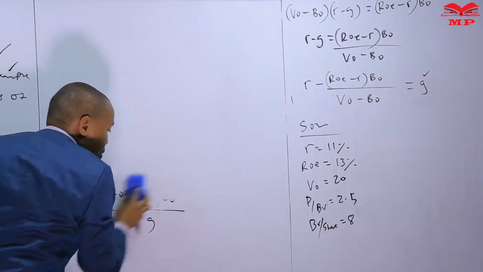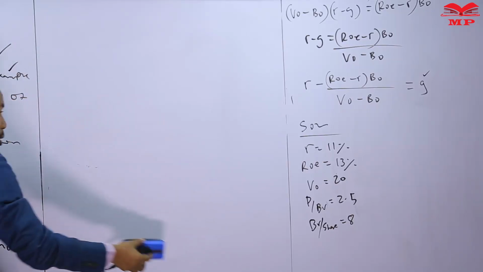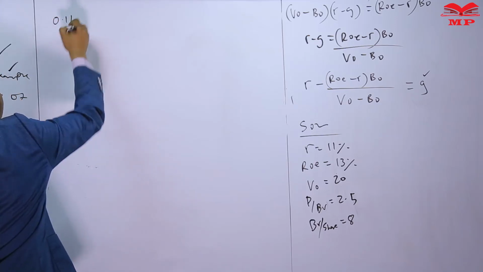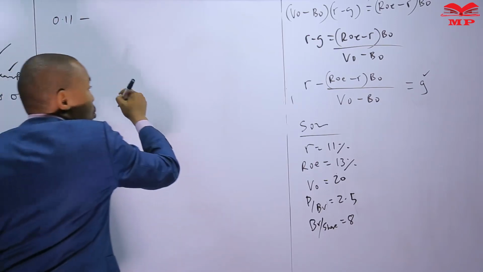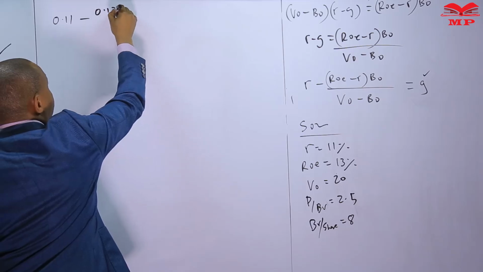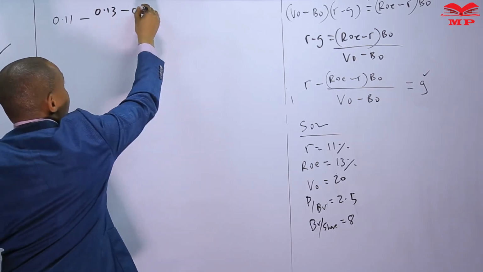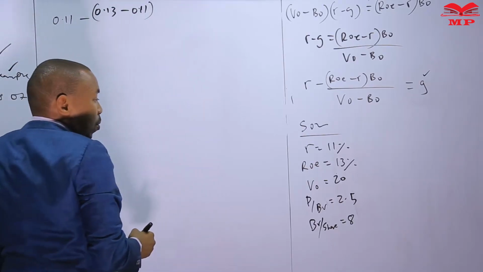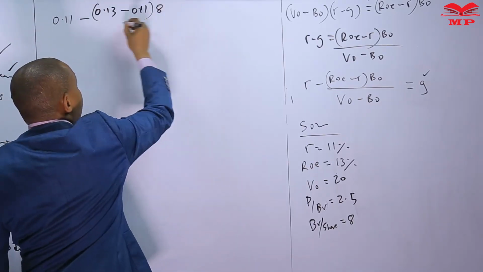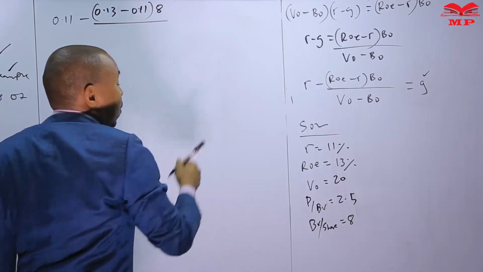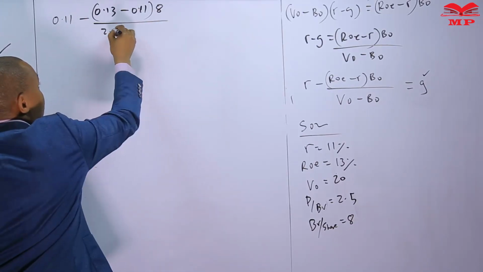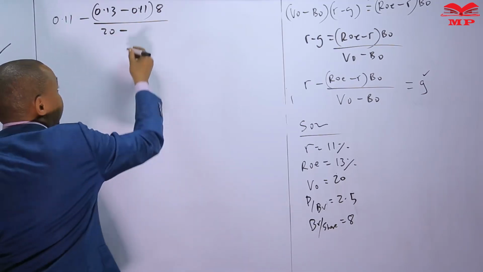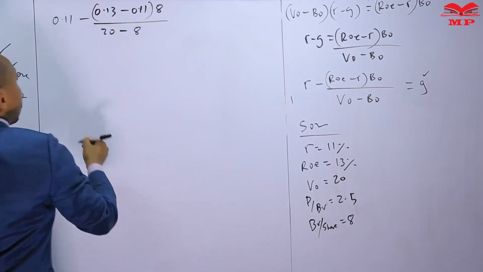So how much is the growth rate? R we're saying is 0.11, minus ROE 0.13 minus R 0.11, times beginning book value, which is 8, divided by the value as 20 minus 8. You can see the book value there as 8. So how much do we have?